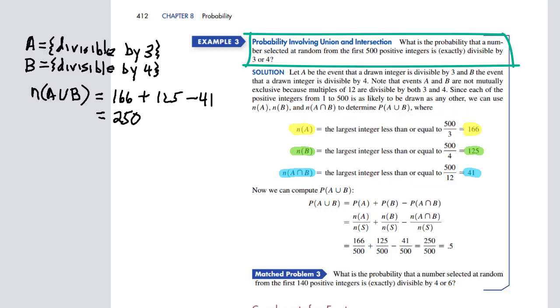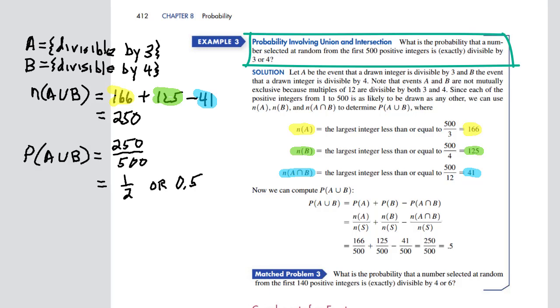We take the number of elements in A and B and subtract the number in the intersection. We get 250. So that means the probability of the union of A and B is pretty simple now. 250 ways to get either a number divisible by 3 or 4 divided by 500, which is the number of things in the sample space.